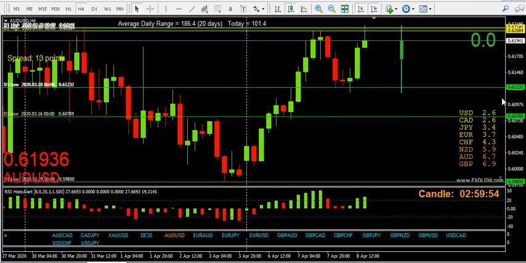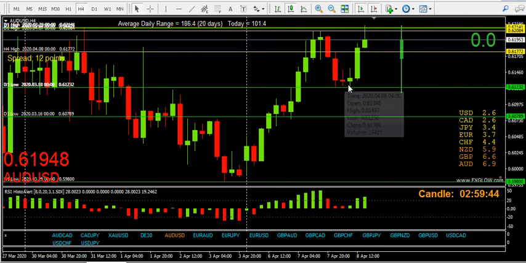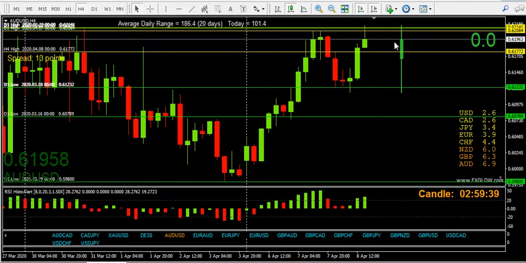So H4, we've got a similar situation. We've broken up north, so all our ducks in a row. That's what I like to see. A daily reversal, then a pullback, and then a H4 reversal, potentially a pullback and an H1 reversal. And that's what I mean by getting all the ducks in a row.